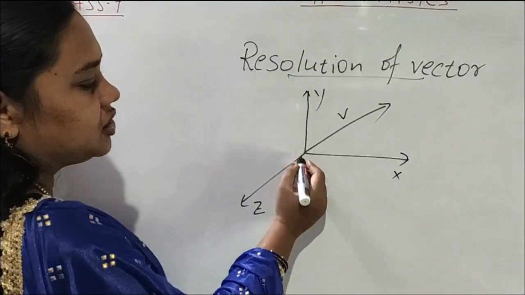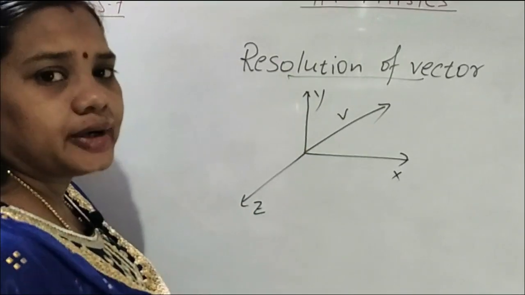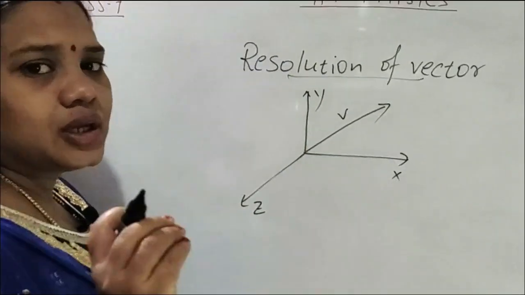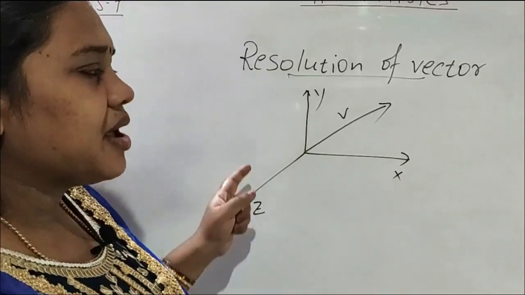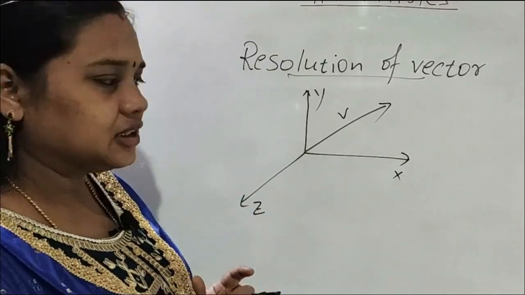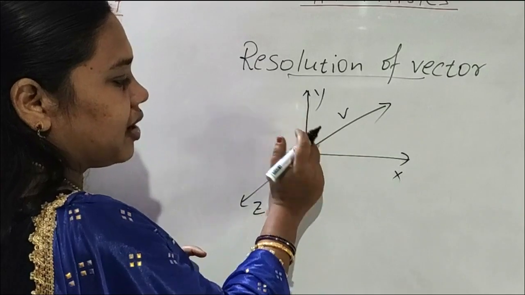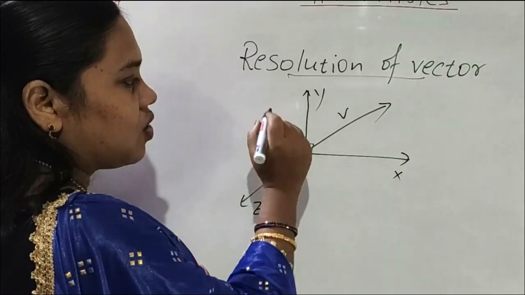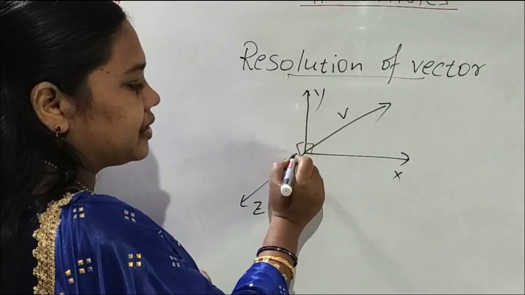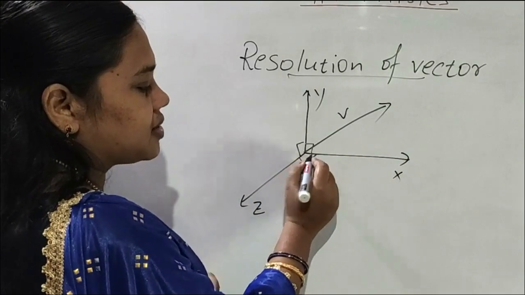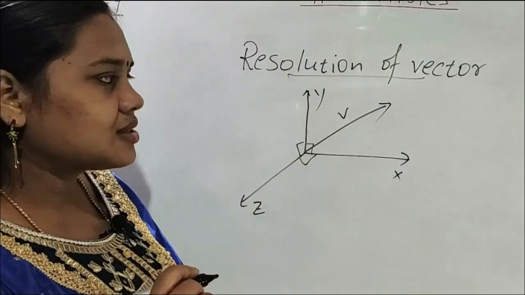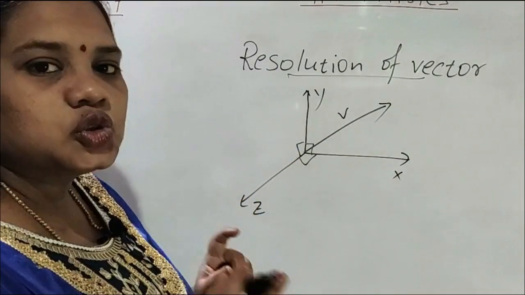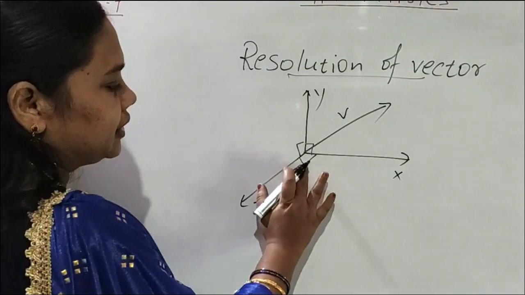These all three directions are mutually perpendicular to each other. Mutually perpendicular means they make a 90-degree angle with each other. X with y makes a 90-degree angle, y with z makes a 90-degree angle, x with z makes a 90-degree angle. So these three are mutually perpendicular to each other.